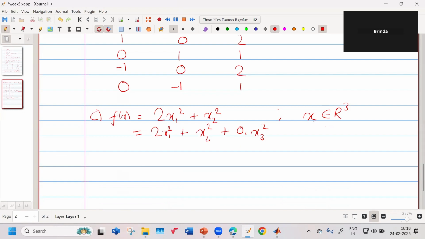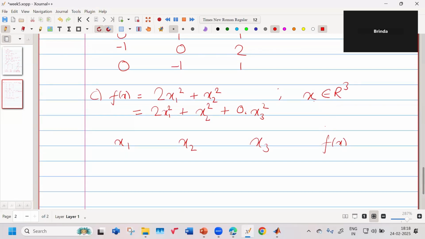So it is 2x1 square plus x2 square plus 0 into x3 square. Okay, so let us say this is x1, this is x2, this is x3, and this is f of x. All right. So if I put 0, 1, 0, what will I get? I'll get 1. If I put 1, 0, 0, I will get 2. If I put 0, 0, 1, I will get 0.